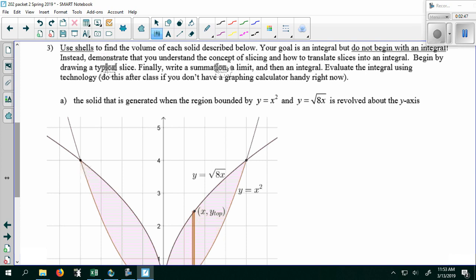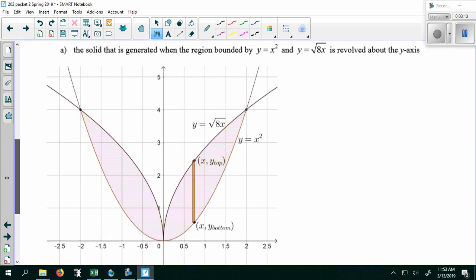Okay, we want to use shells to find the volume of each solid described below. We want to set up an integral, but we should not begin with an integral. We want to use our technique of slicing to build the integral from a single slice to a sum of all the slices, take a limit, and then finally an integral. It says evaluate the integral using technology. We're not going to do that. We're just going to write down the integral.